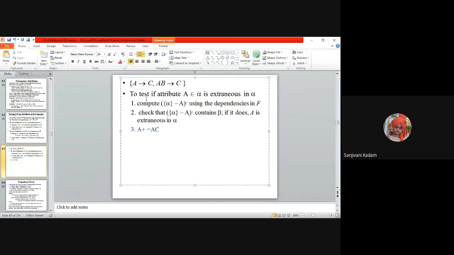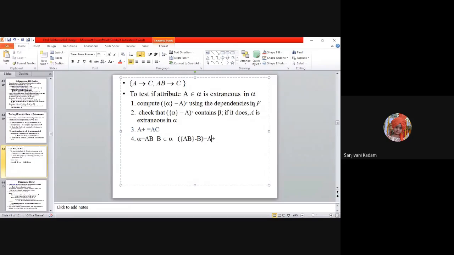Now, to test if attribute B belonging to alpha is extraneous, here our alpha is AB. We wanted to check this for the B. So for this purpose, we will calculate the closure of AB minus B, which is the attribute we wanted to check. It means we wanted to calculate the closure of A plus. From AB, if we remove B, we will remain with only A.